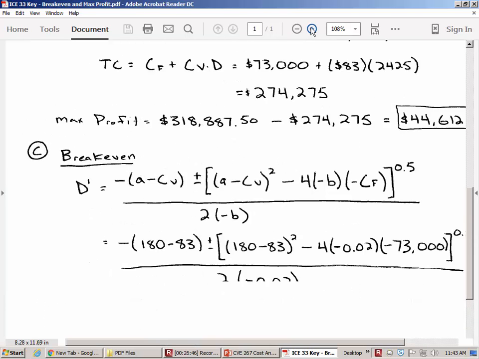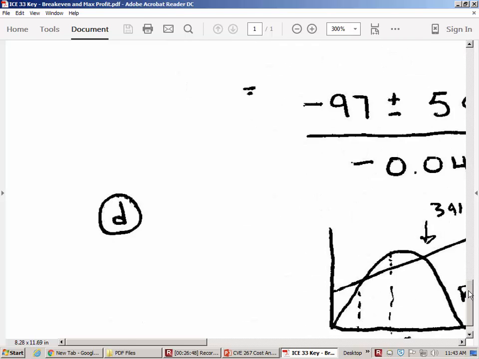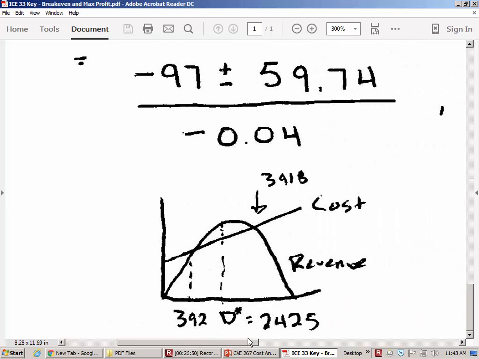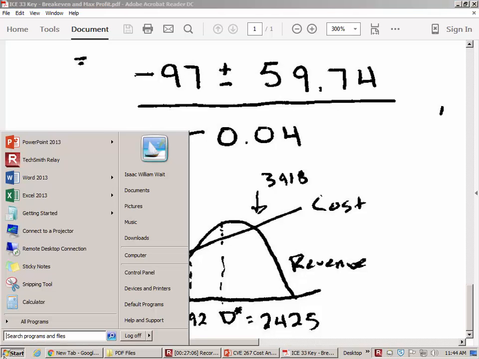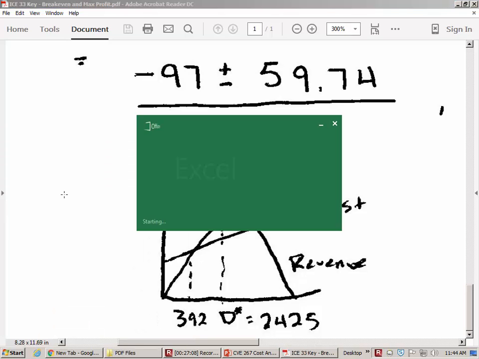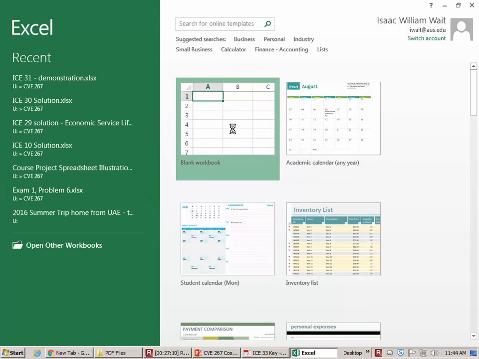And so you'll notice I did a very little sketch down here. I've sketched our break-even points. Here is D star, which is maximum profit, the cost curve, and the revenue curve. In the homework, I asked you to do this in Excel. So let's think about how you would use Excel to put together a graph for this one.